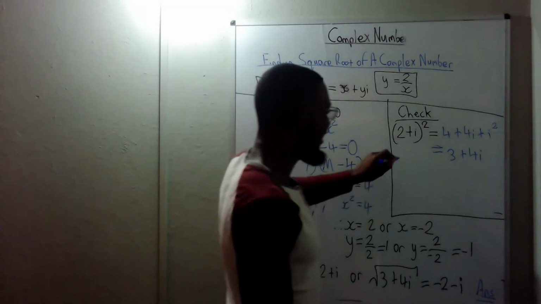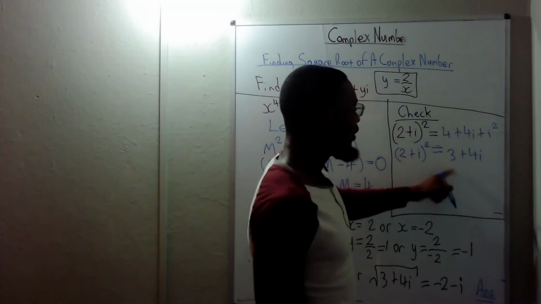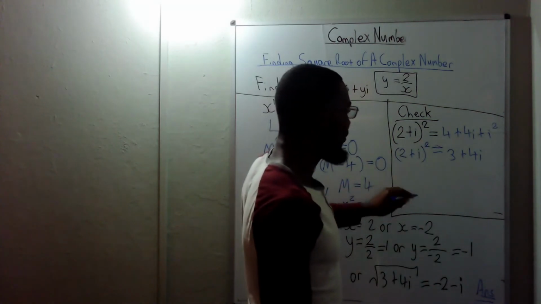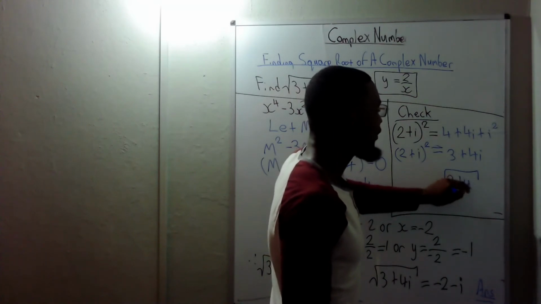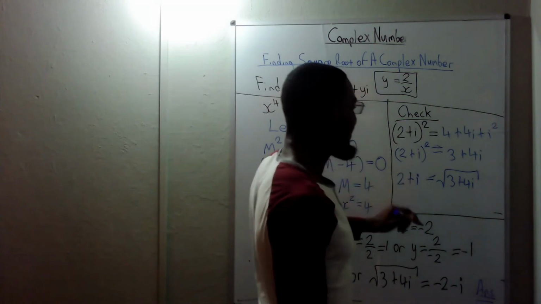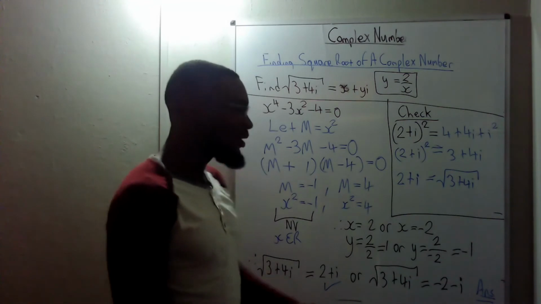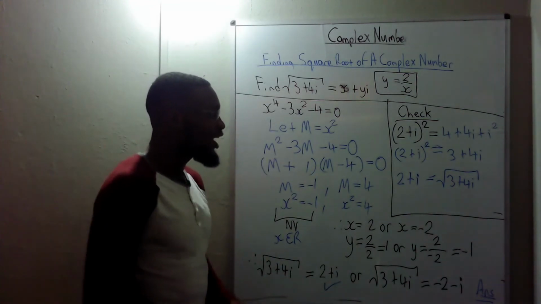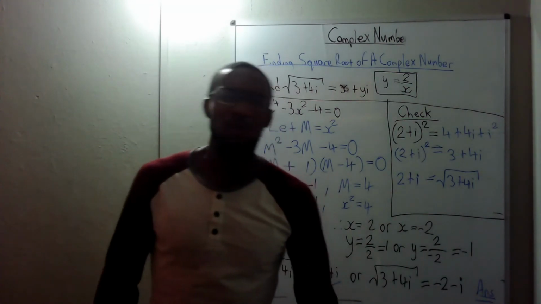So what does that mean? That means that when you square 2 plus i, you get 3 plus 4i. So if we square root both sides, that means that the square root of 3 plus 4i is indeed 2 plus i. So that's our check with this one. And you can do the same for that one as well. Alright? Beautiful. So that is how we square root a complex number.